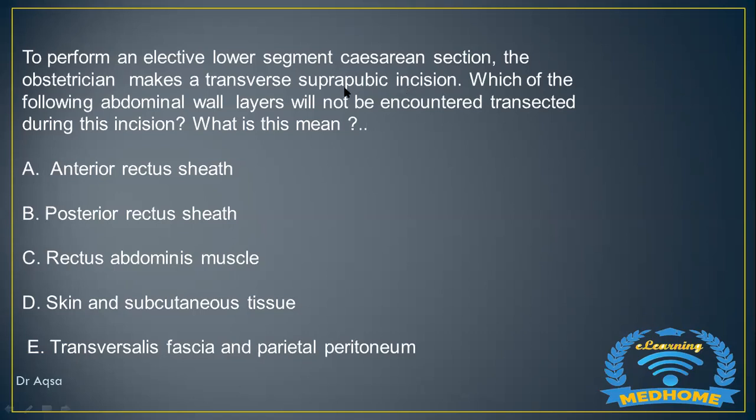Okay, so anterior rectus sheath will be cut, and posterior rectus sheath will be cut. Rectus abdominis muscle will be cut. We don't cut them, we separate them. Skin and subcutaneous tissue is cut. Transversalis fascia and parietal peritoneum. I think E is the option.